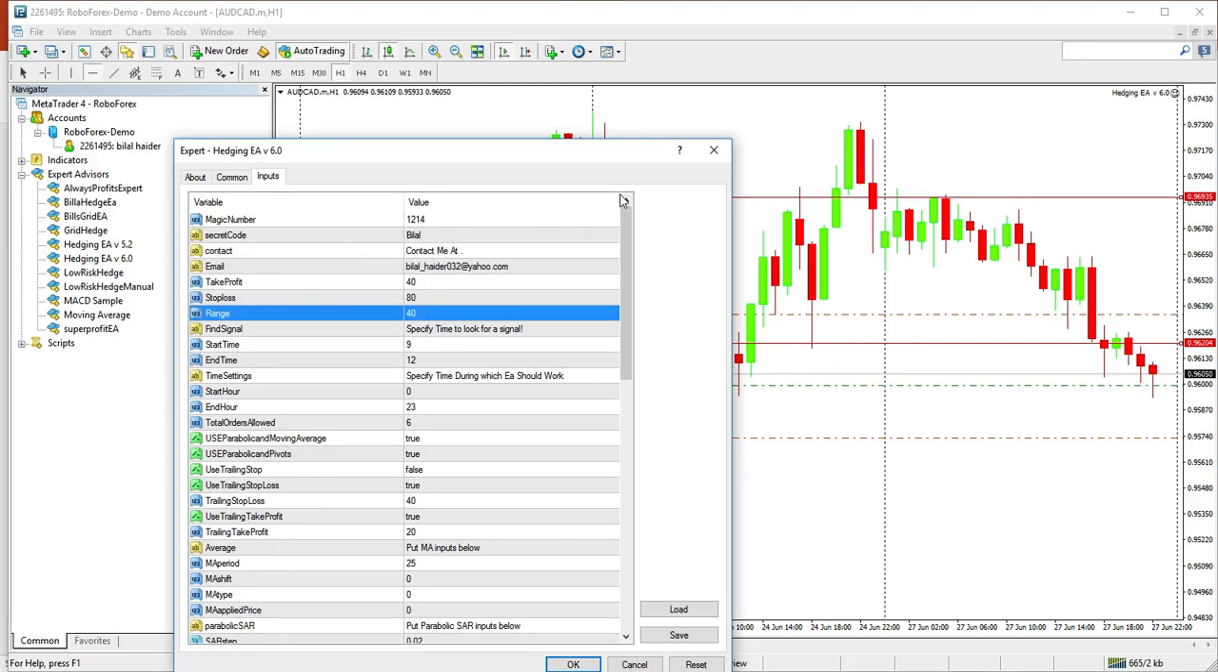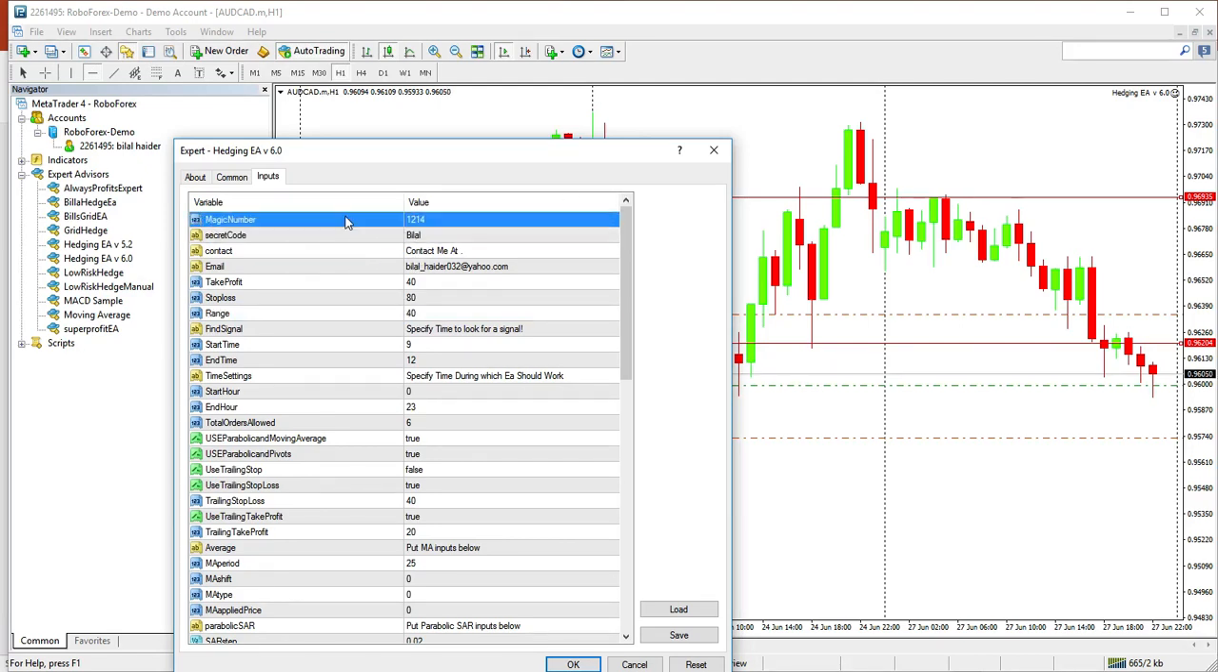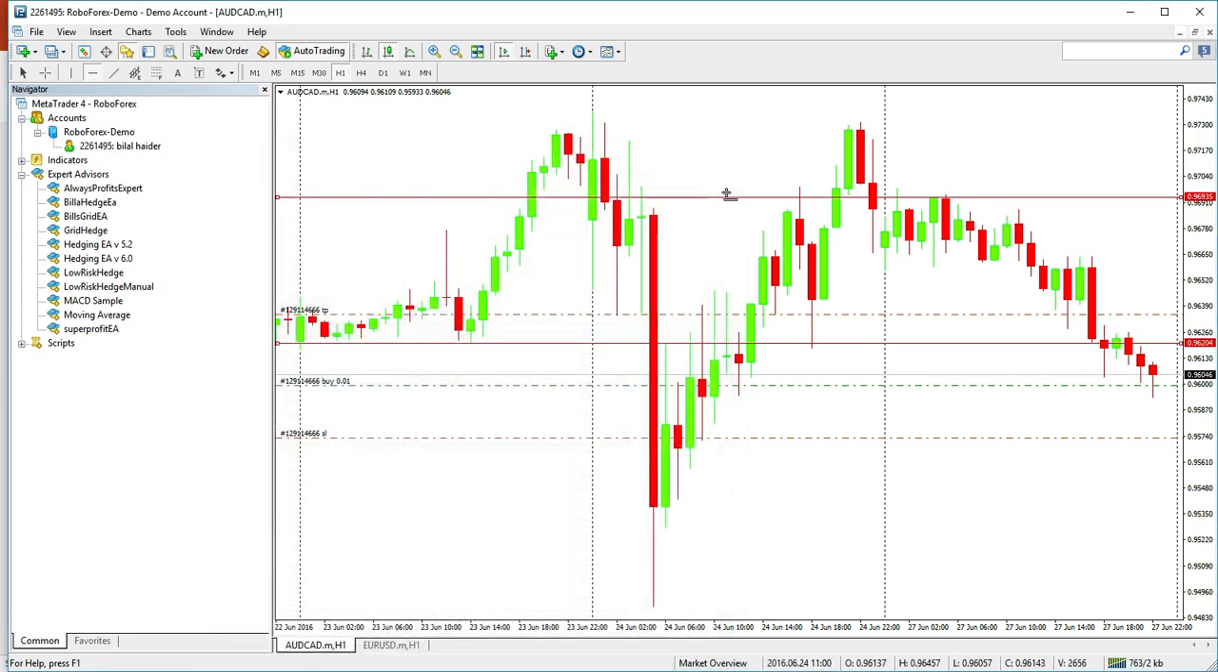With these two variables, if you change them and use them on a different chart, it will start a new sequence if it finds a signal at that time. So that's how these updates work.